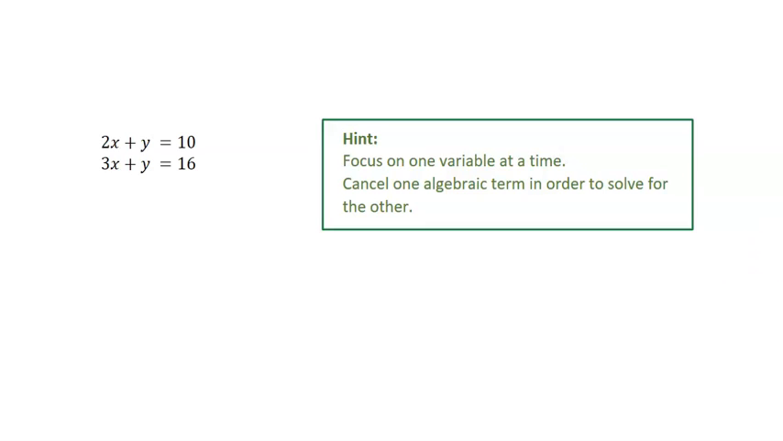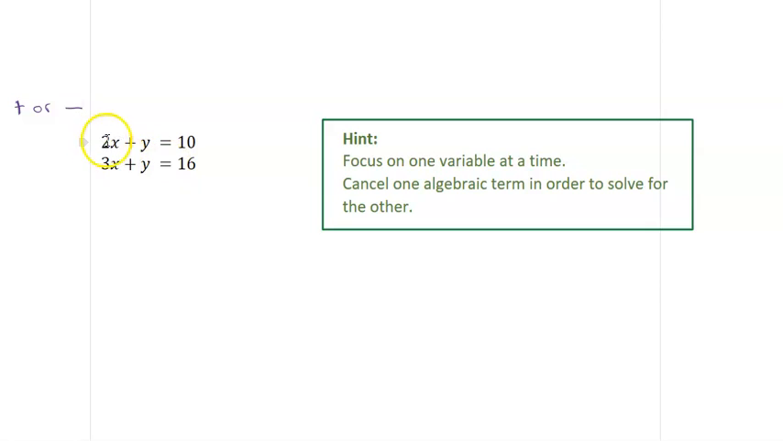If we put them together, the first thing we want to do is focus on one variable at a time, having a look at that hint. The goal is to cancel one algebraic term out in order to solve for the other. So the first step I want to do is think about adding or subtracting these together vertically. The goal of doing that is to cancel.